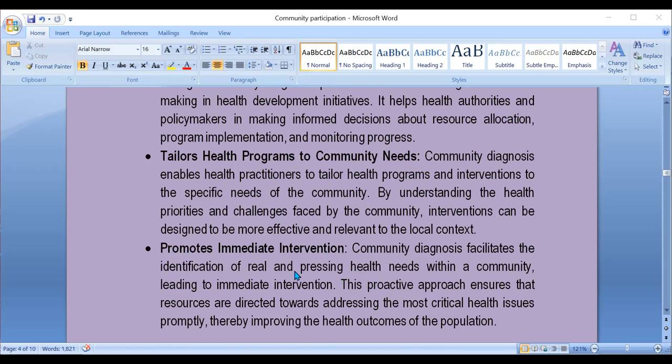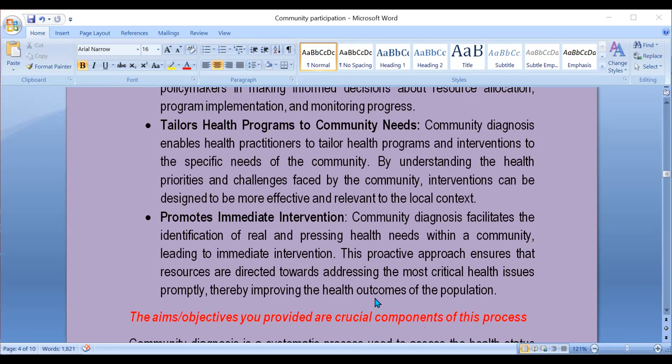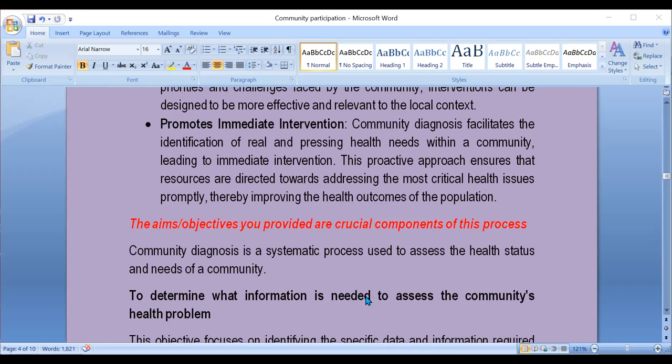The next is it promotes immediate intervention. Community diagnosis facilitates the identification of real and pressing health needs within a community, which leads to immediate intervention. This proactive approach ensures that resources are directed towards addressing the most critical health issues promptly, thereby improving the health outcome of the population. What are the aims and objectives?